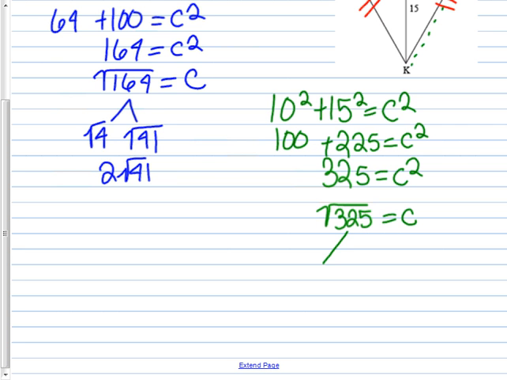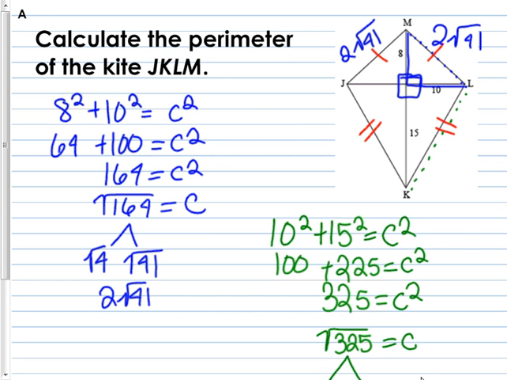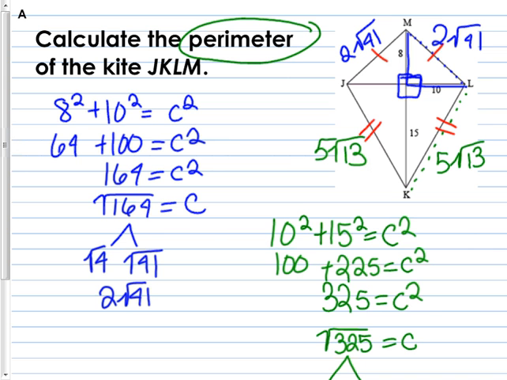And then this breaks up into the square root of 25 times the square root of 13. I see 325. I know it can be divided by 5, so I tried dividing it by 25, and sure enough, that worked. So that results in 5 square root of 13. Okay? So 5 square root of 13 is the length of this piece and this piece.